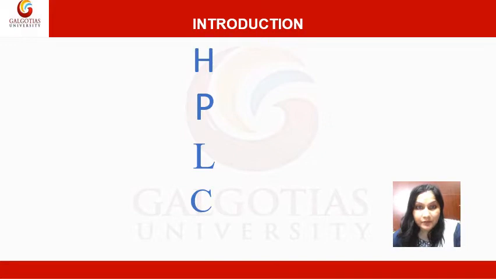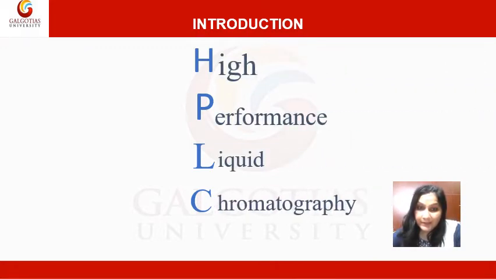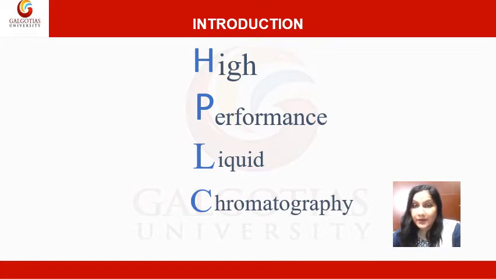So first of all, let's understand what is HPLC, why this is known as high performance liquid chromatography, and how this chromatography is superior to your normal liquid chromatography. As I already told you, H stands for high, P is for performance, L is for liquid, and C is for chromatography. Now this should be clear that it is just a type of liquid chromatography that is advanced in terms of a highly sophisticated instrument.